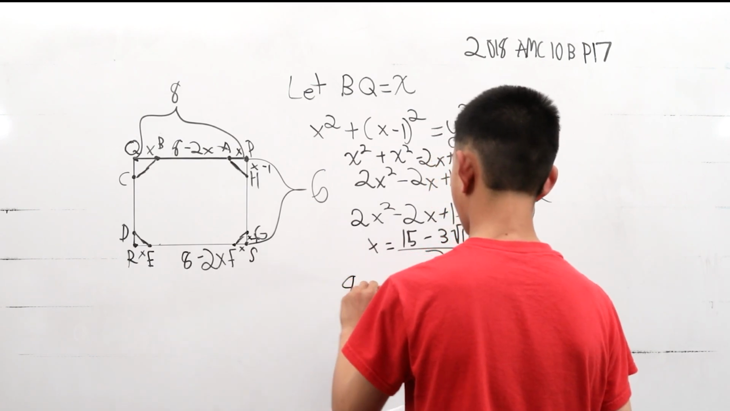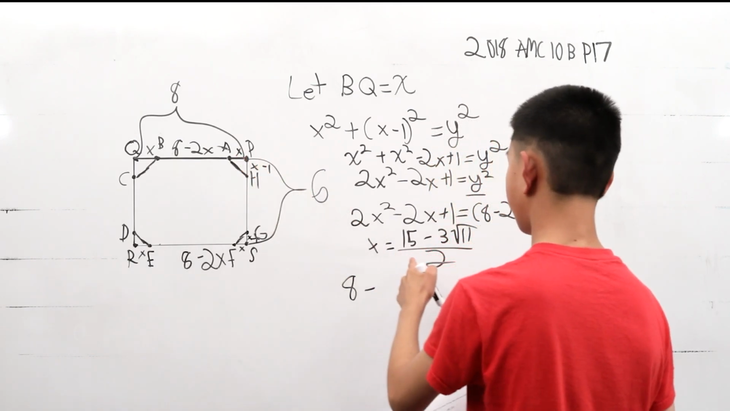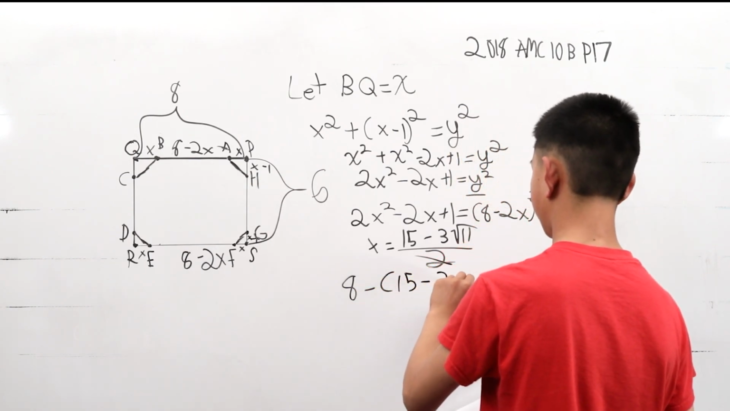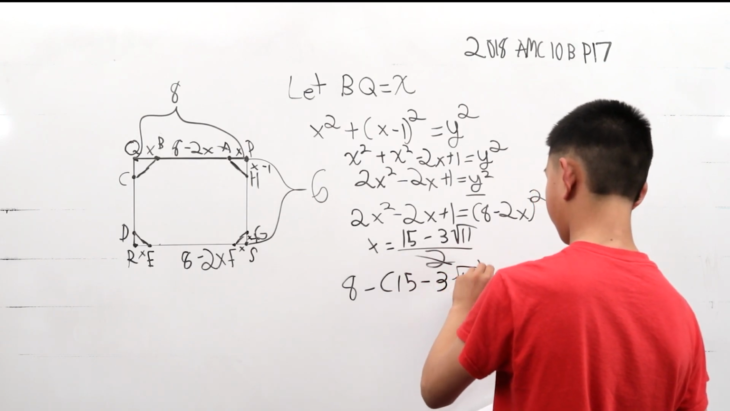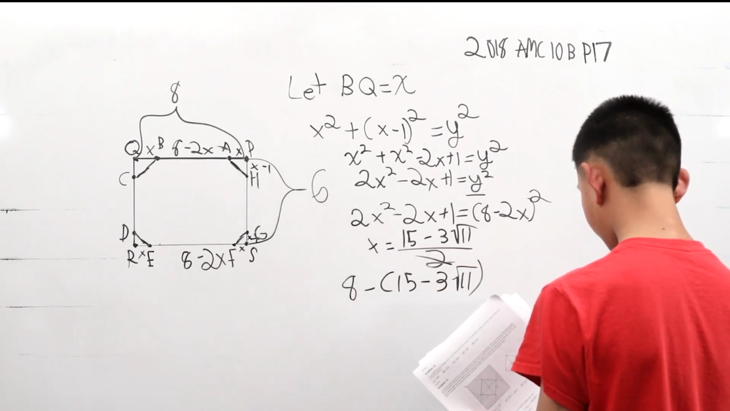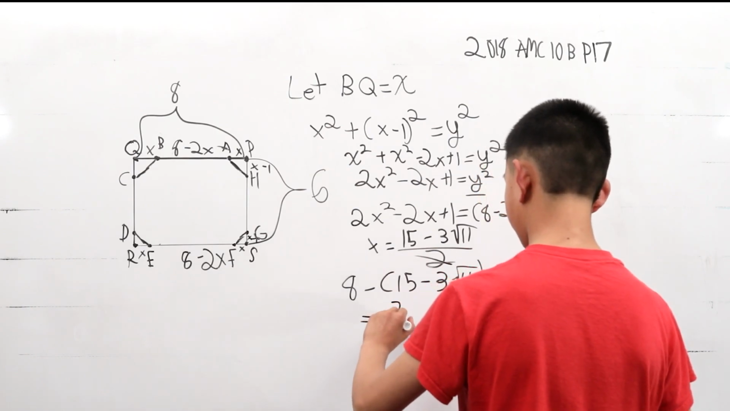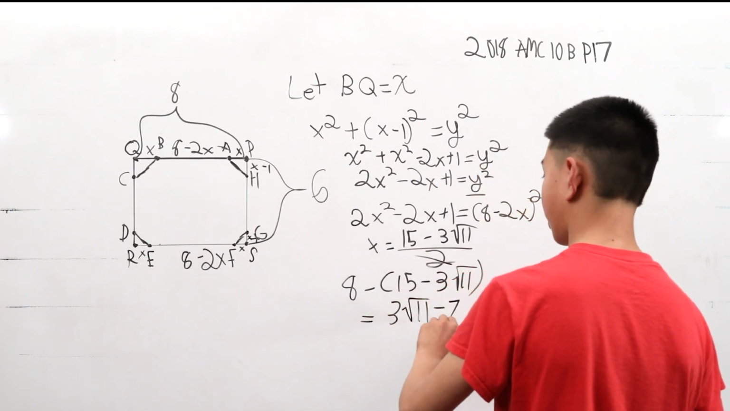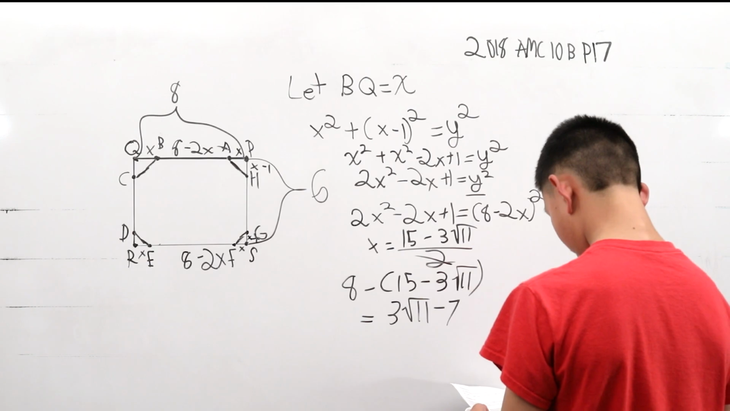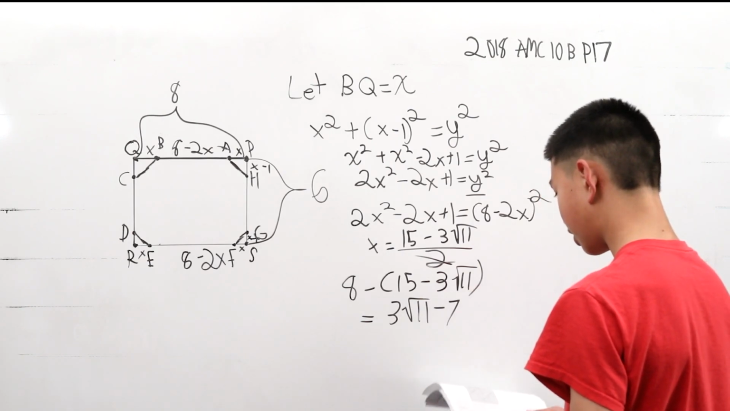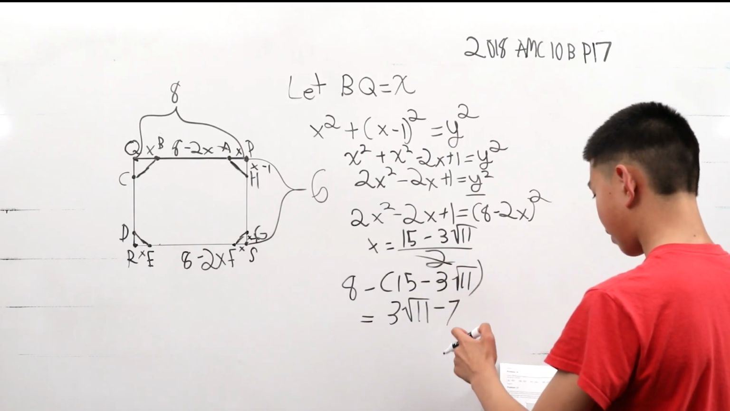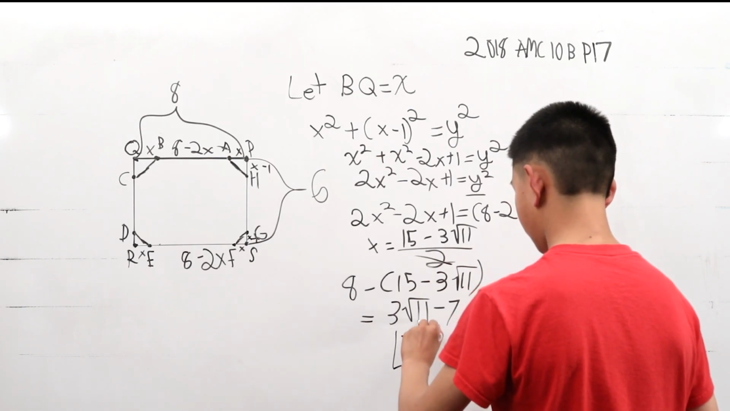So this is 8 minus 2 times this, so the 2 cancels out. This is 15 minus 3 root 11. Now we have it in this form. So this is just 3 root 11 minus 7, for one of our sides. What it asks for is k plus m plus n, which is 3 plus 11 minus 7, which is 7. That's our answer.